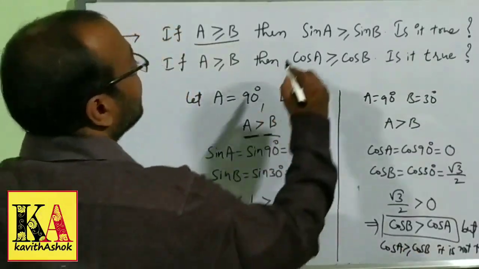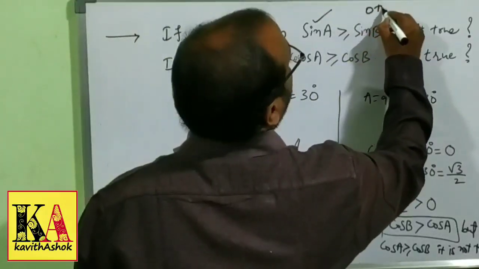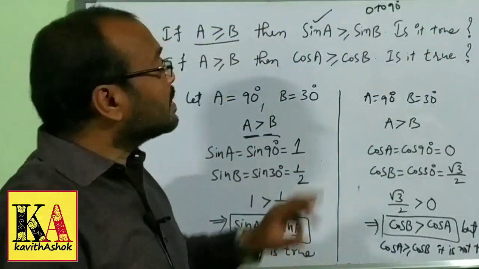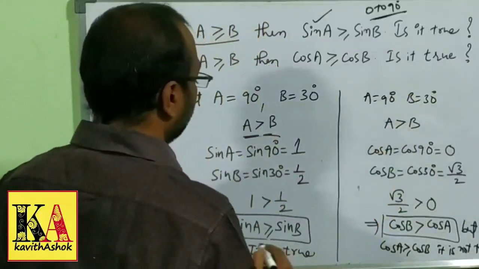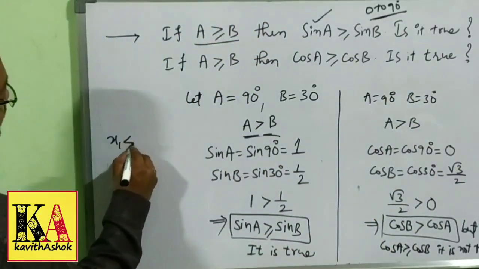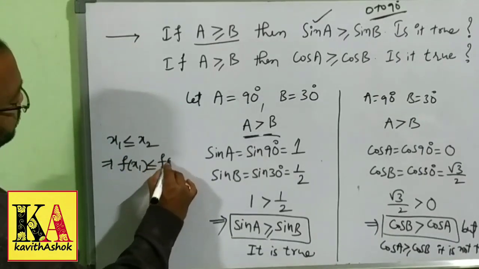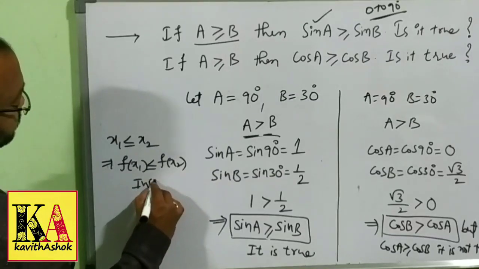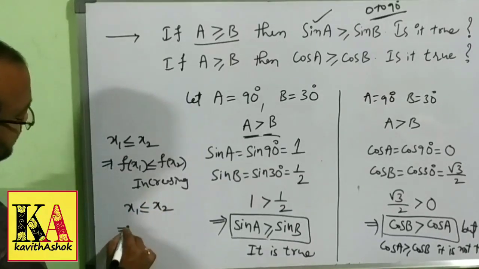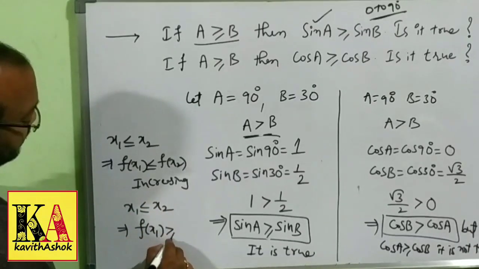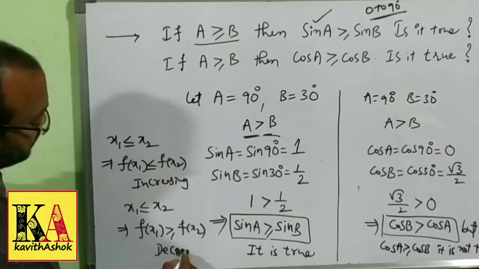Why? Because the sine function is an increasing function in 0 to 90 degrees. The cos function is a decreasing function in the interval 0 to 90 degrees. According to the definition, x1 less than or equal to x2 implies f of x1 less than or equal to f of x2. It will be treated as increasing. If x1 less than or equal to x2 implies f of x1 greater than or equal to f of x2, the function will be decreasing.